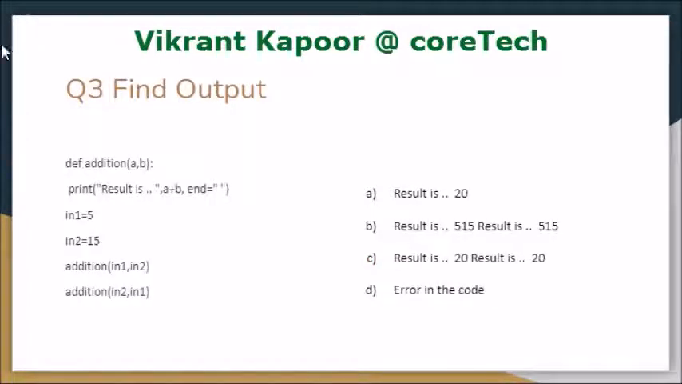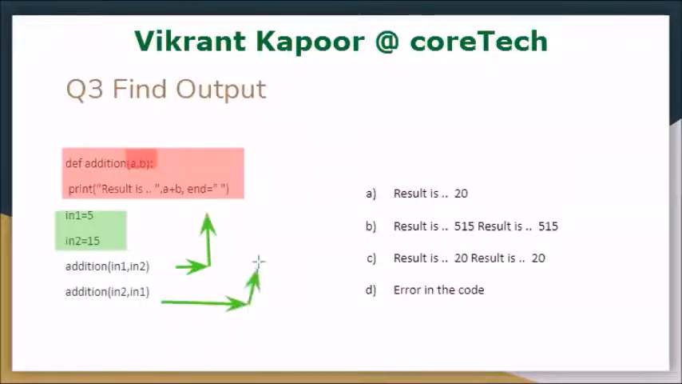Next question. We have a function named addition, which is printing the value of two arguments passed, a and b, as addition. Now there are two other variables, int1 and int2, which have values 5 and 15. So the function is being called two times, time number 1, time number 2. It means we must have two outputs. There are two outputs given in option number B and C.